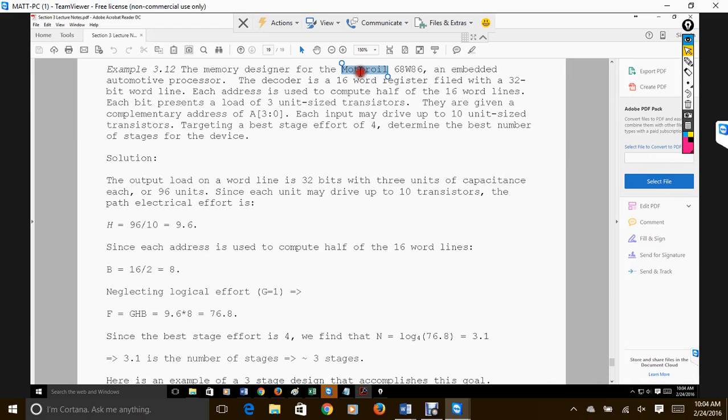So the memory designer for the Motorola, instead of motor oil for some reason, 6.8W86, an embedded automotive processor. The decoder is a 16-word register filled with a 32-bit word line. Each address, so now you're combining computer architecture with CMOS. Each address is used to compute half of the 16 word lines. Each bit presents a load of 3 unit size transistors. They are given a complementary address of A3 down to 0. Each input may drive up to 10 unit size transistors. Targeting a best stage effort of 4, determine the best number of stages for this device.